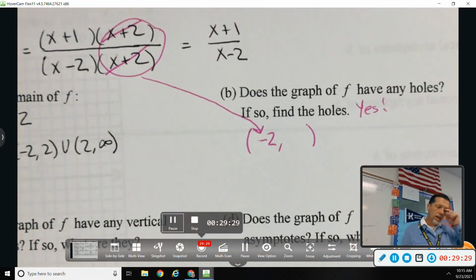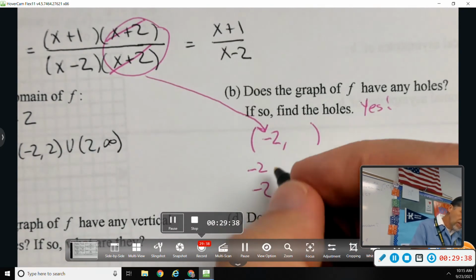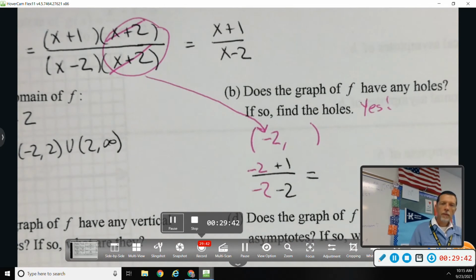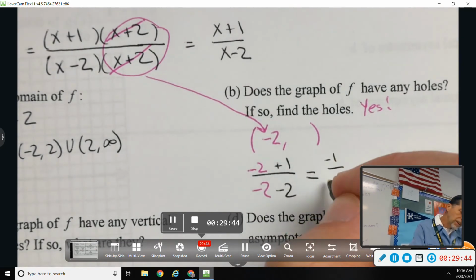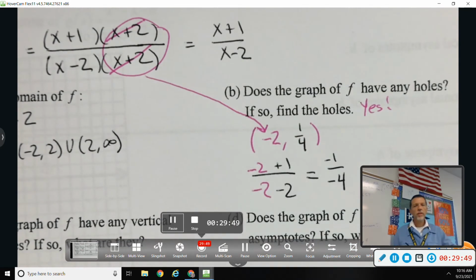So how do I find the something? Plug in negative 2 into what's left. So negative 2 plus 1 over negative 2 minus 2 would be negative 1 over negative 4. So 1/4. So yes, it has holes.